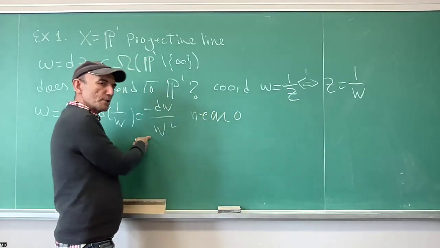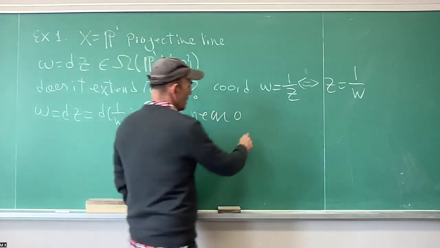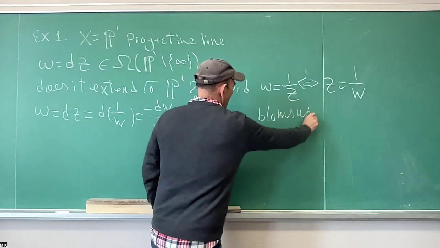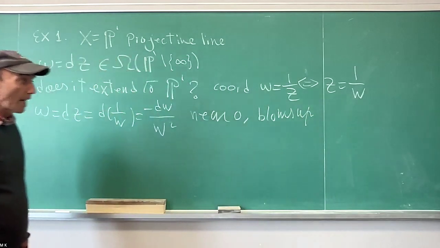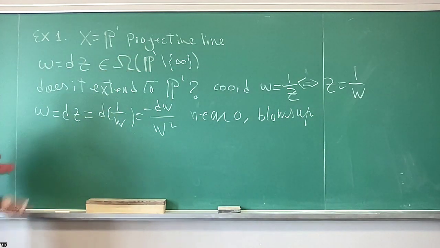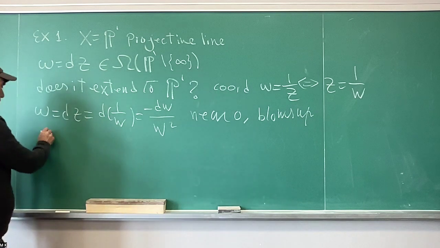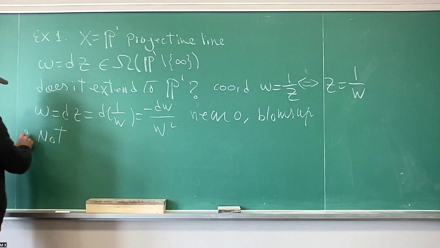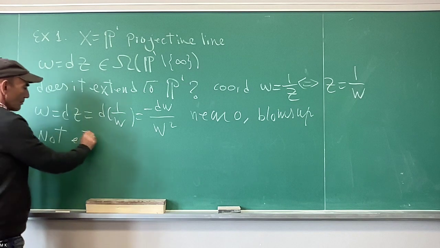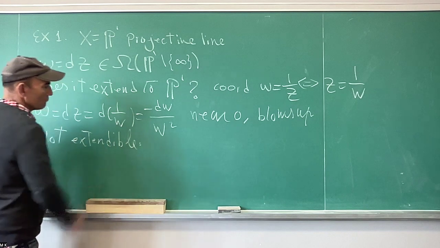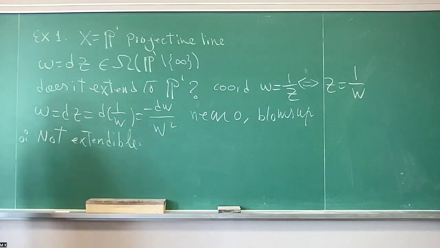And you see that this blows up near zero. So what happens is that basically this cannot be extended. So not extendable, at least for this omega equal to dz, we know that it cannot be extended.